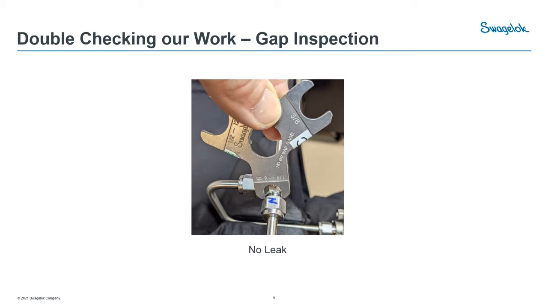To double check our work, we can use a gap gauge. So we use this on any piece of equipment that we build in-house. We do our normal 1 1/4 turn, but we always double check all of our fittings with a gap gauge. So on our leak-free fitting, that was the one with the N written on it, you'll see there's no leak and the gap inspection gauge doesn't fit. So that indicates that we did everything correctly on the install. So that's exactly what we expect.